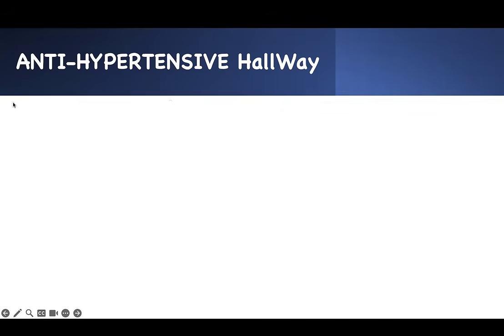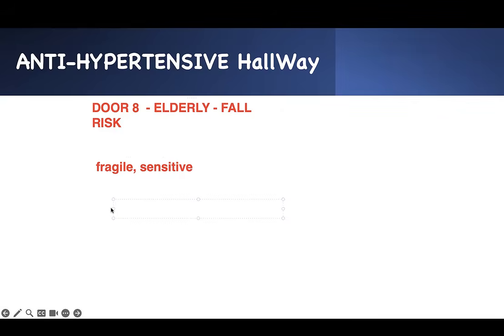Now, in door 8, we get into something special. In door 8 is an older, elderly patient, and the patient can fall. There's a fall risk. You've got to stay away from certain things. Their veins are fragile and they are very sensitive to falls. Therefore, take a medication that will prevent them from falling. You don't want to give them anything that will let them fall down.